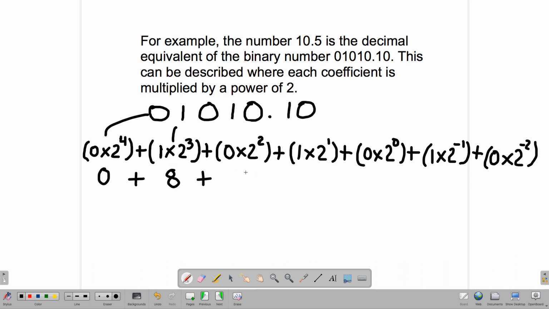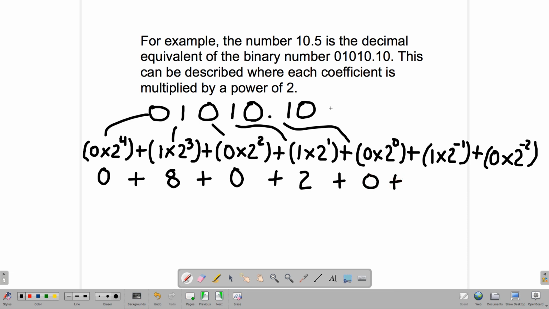And then we have the 0 represented here. 0 times 2 to the 2nd power is still 0. And then we have this coefficient represented here. 1 times 2 to the 1st power, and that's saying 1 times 2 is 2. And then we have that 0 coefficient represented there. It's 0 times 2 to the 0 power, and so that's saying 0.